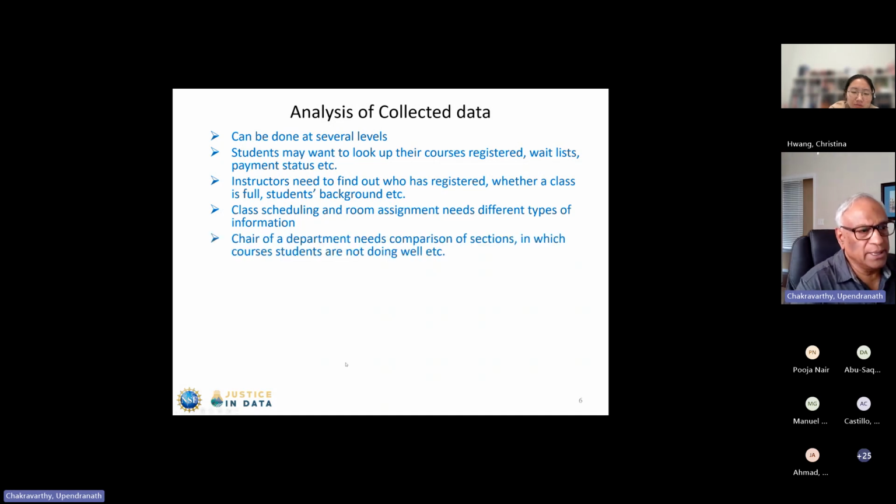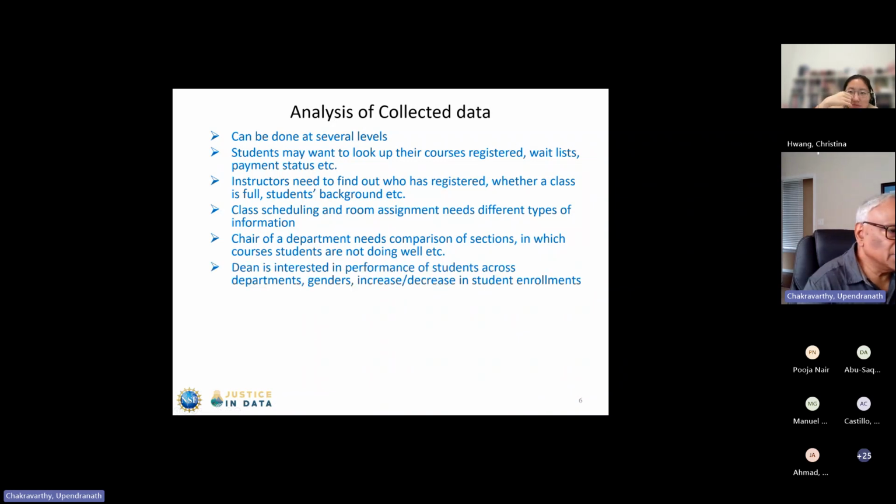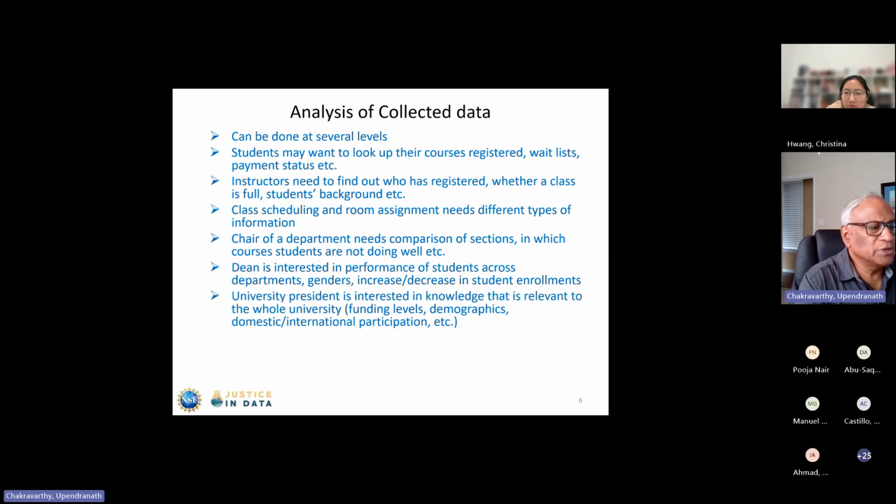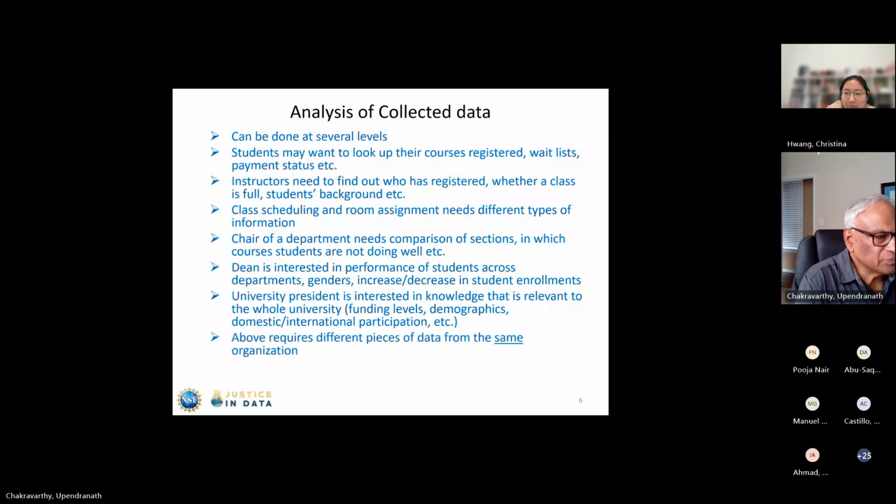The chair of the department needs comparison of sections, in which course the students are not doing well, so he can take whatever action. The dean is interested in performance of students across departments, genders, and increase or decrease in student enrollments. The university president is interested in knowledge that is relevant to the whole university: funding levels, demographics, domestic and international participation, etc.